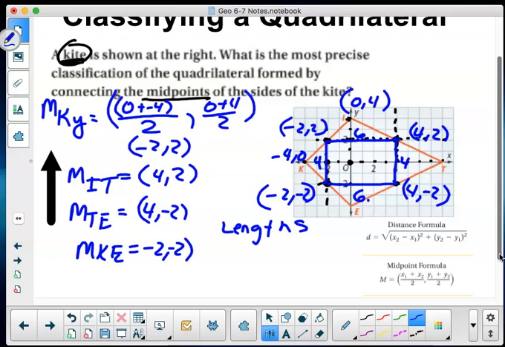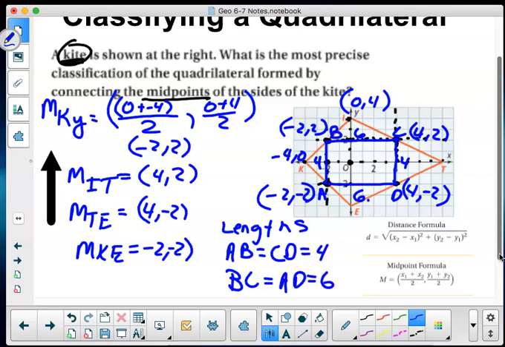I'm looking at my midpoint length. So I've got KITE, and I'll call this A, B, C, D. So my AB length is equal to the opposite side CD, which happens to be 4. I know my BC length, which is equal to my opposite side AD, which is 6. So I know opposite sides are congruent. So right now I know that the shape that is formed is a parallelogram.